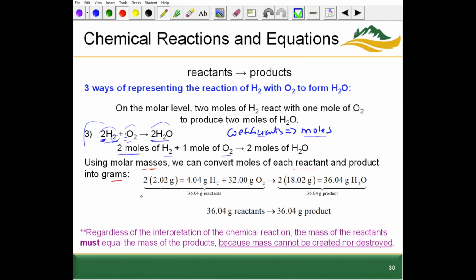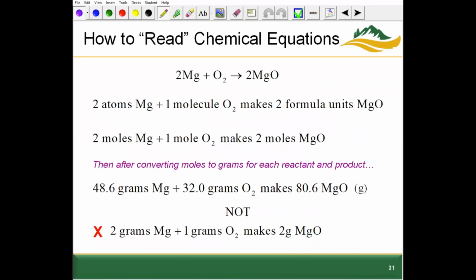When we start to practice these, we will notice that the grams of the reactants must add up to the grams of the products, again from that law of conservation of mass. So regardless, again, the mass of the products must equal the mass of the reactants because mass cannot be created nor destroyed. Let's practice reading more of these chemical equations. From this chemical equation, we can say 2 atoms of magnesium plus 1 molecule of oxygen makes 2 formula units of magnesium oxide.